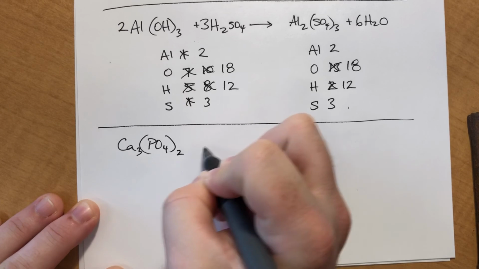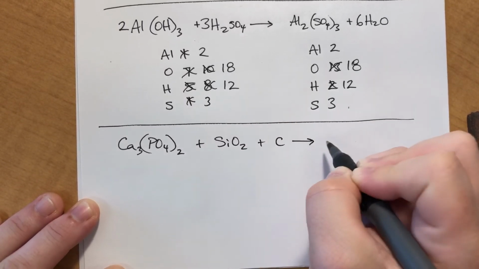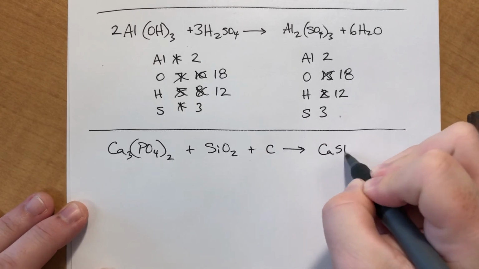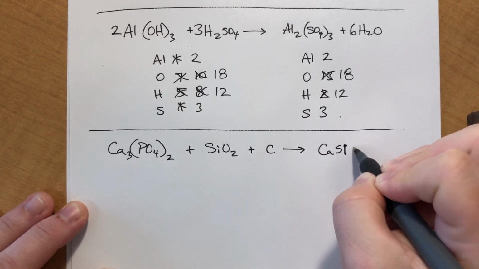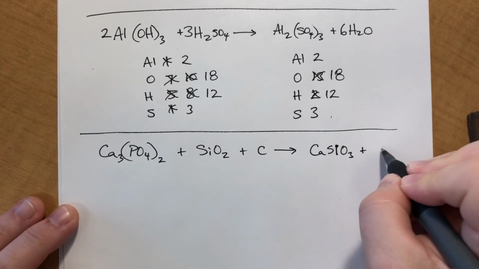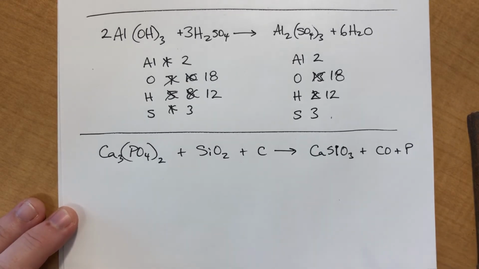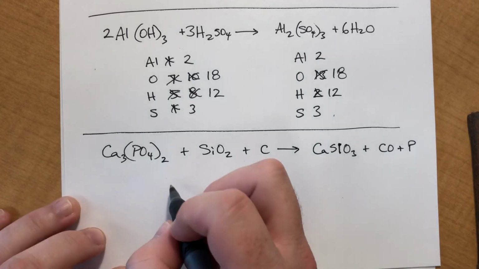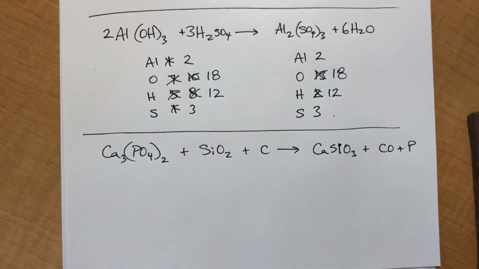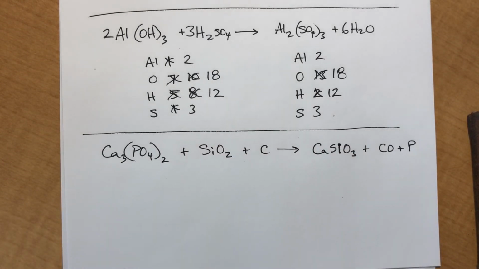Ca3(PO4)2 plus SiO2 plus carbon forms CaSiO3, supposed to be Si, sorry, plus CO plus phosphorus. So we have more compounds this time. I'm actually going to argue that you don't have to write all this little inventory thing. You can just do it as you go. You just pick one element at a time and worry about that.